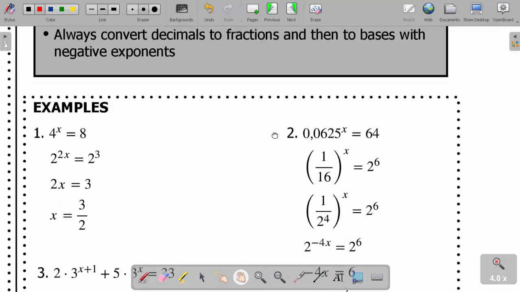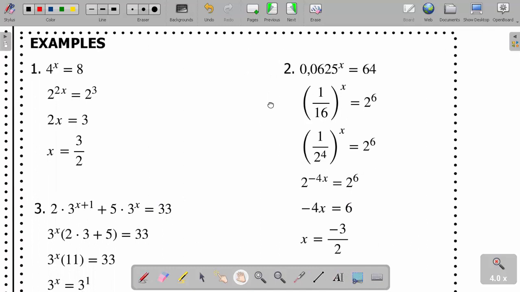Let's look at examples here. Solve for x, that is 4 power x equals 8. Now you see this is 8 here and this is 4. 4 is the same as 2 squared. The square times x makes 2 power 2x. What about 8? It is the same as 2 power 3. So because I have the same base now, I can drop the base and equate: 2x equals 3. So x equals 3 over 2.